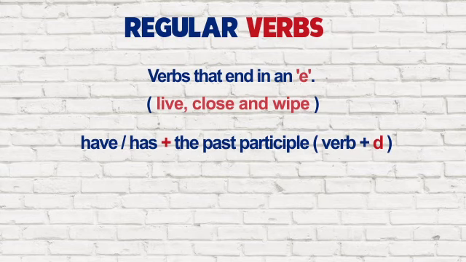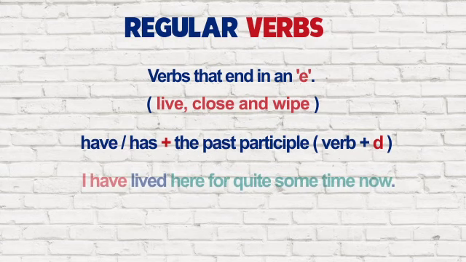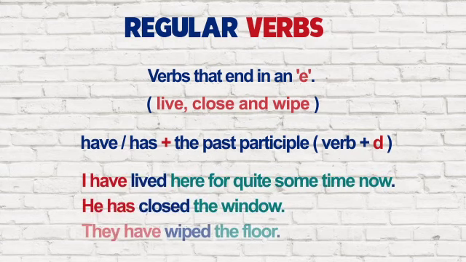But the past participle is made by simply adding a D to the verb. Look at these examples. I have lived there for quite some time now. He has closed the window. They have wiped the floor.